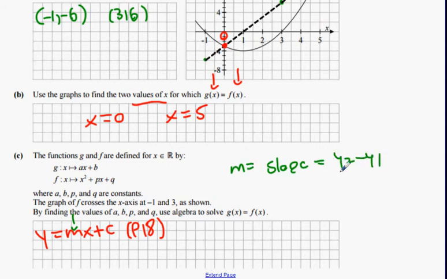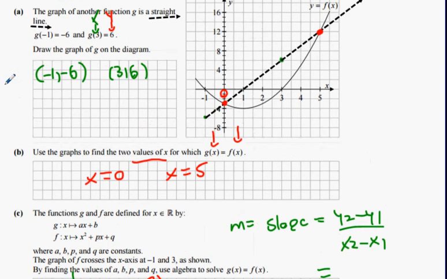y2 minus y1 over x2 minus x1. Okay, let's start off with the slope then. I need 2 points. Can anybody get me 2 points on this graph? On the line, that is.